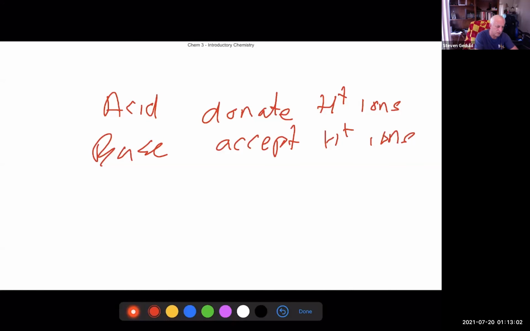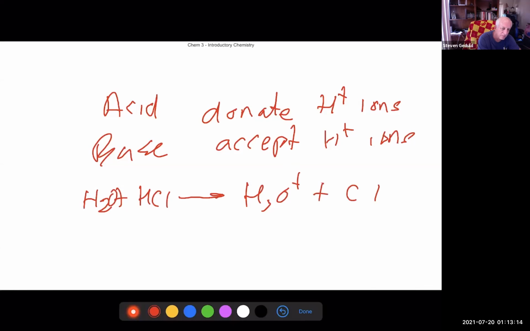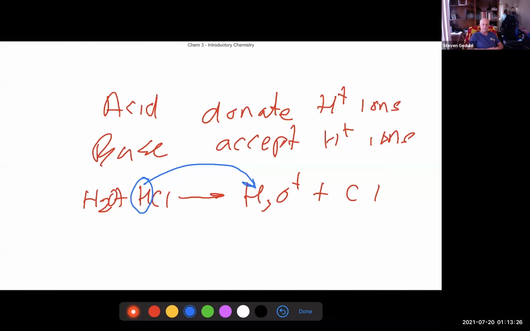So if you had water plus HCl, H2O plus HCl, again, goes to H3O+ Cl-. Okay, this right here, hydrogen, was donated from HCl to the water. So it donated an H+. So it's an acid.